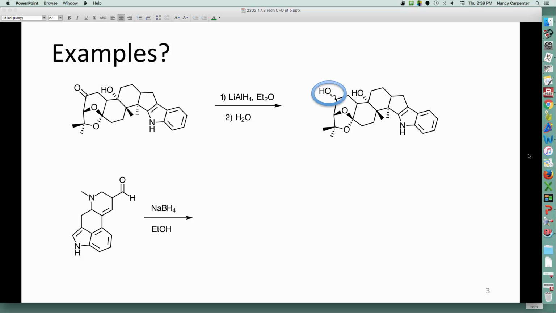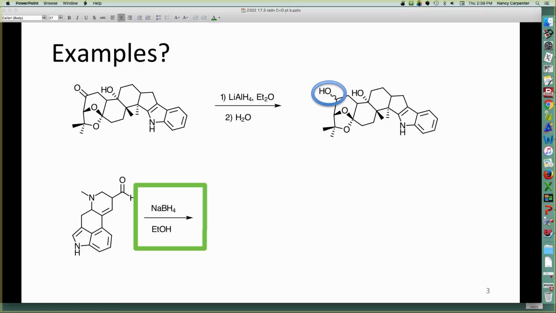Example number 2, again, this highlights the difference between lithium aluminum hydride and sodium borohydride. In the first example, I absolutely positively must show there are 2 separate steps. I cannot use lithium aluminum hydride in the presence of a protic solvent like water. It will go boom. Alright, so don't go there.